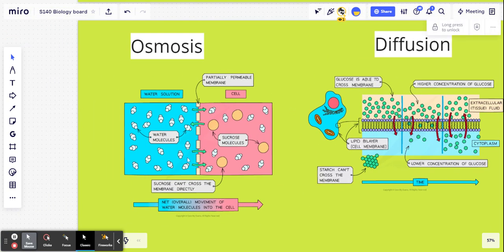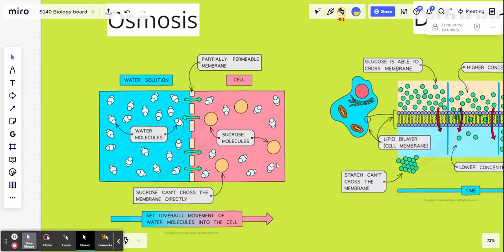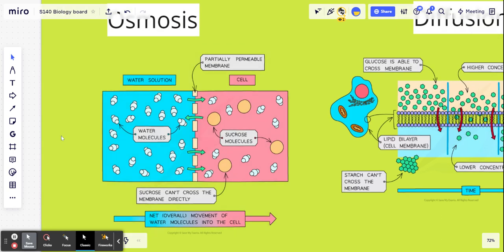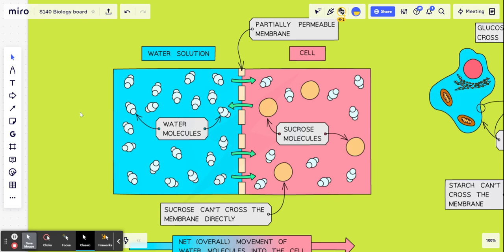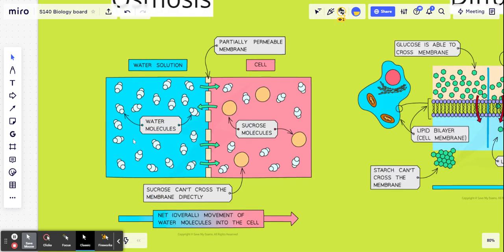Now, in the case of osmosis, again, we have sugar molecules here. It's not the sugar molecules that move. That's the key point. In diffusion, it's the sugar molecules that move. In osmosis, it's the water molecules that move. Okay? Now, in both of them, it's about approaching equilibrium.